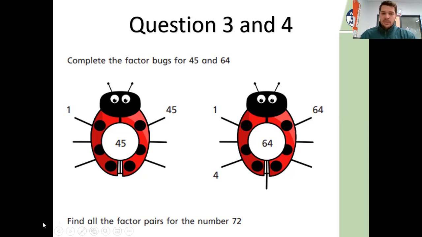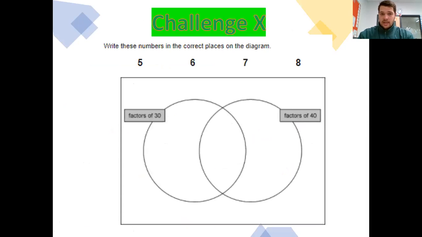And as a mini challenge X, how about all the factor pairs for the number 72? If you still have time, try the challenge X. We're going to use a Venn diagram to find the factors of 30, the factors of 40, and then any of these numbers here that are both a factor of 30 and 40. Remember, if they're not a factor of 30 or 40, we put them outside of our Venn diagram.